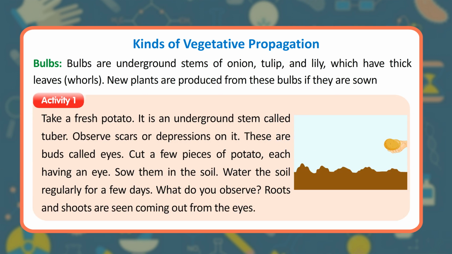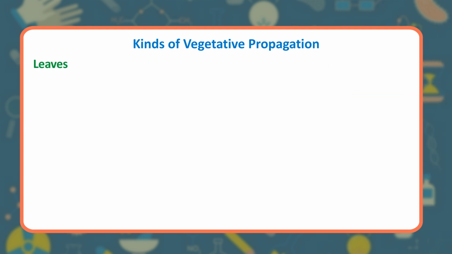Activity. Take a fresh potato. It is an underground stem called a tuber. Observe scars or depressions on it. These are buds called eyes. Cut a few pieces of potato, each having an eye. Sow them in the soil. Water the soil regularly for a few days. What do you observe? Roots and shoots are seen coming out from the eyes.